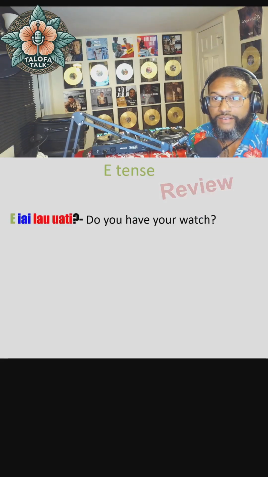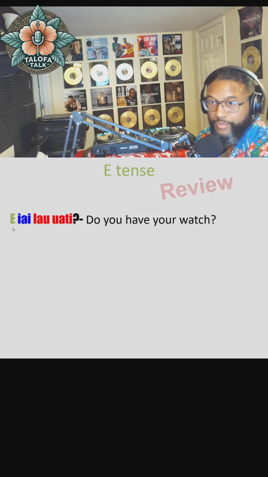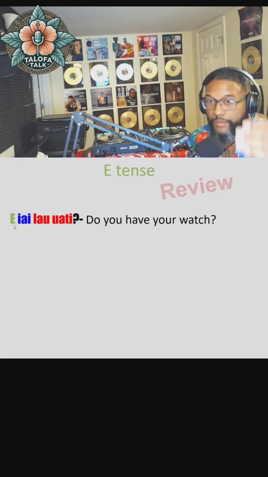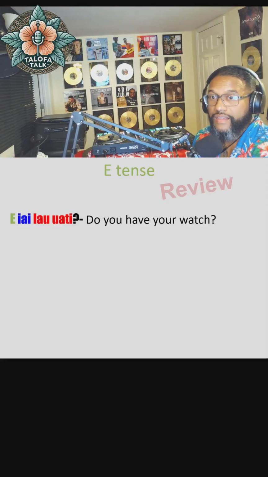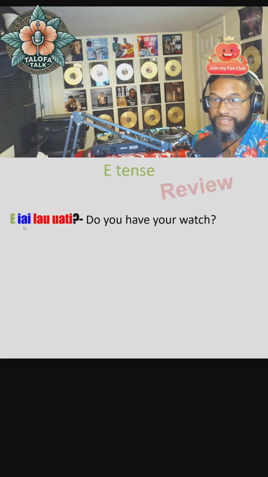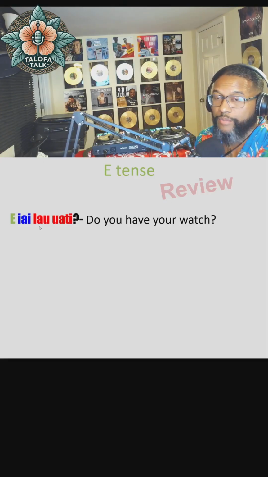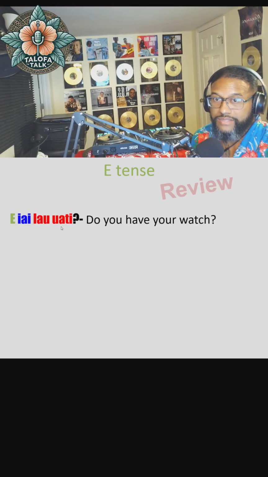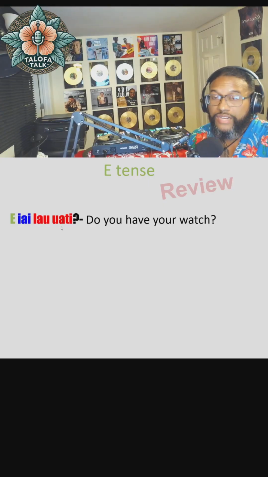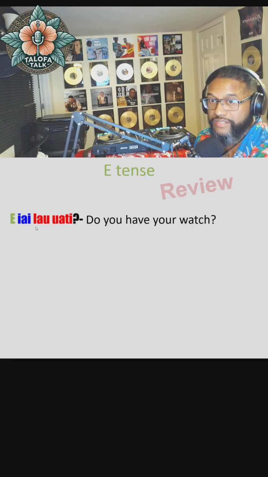And then look how we break this down. That's our tense marker, right? So that's a present habitual thing that the subject is doing. Iai means to have or to possess, and then we went to lao. Lao means your specific thing. I'll break this down in a minute. We talked about it last week, so maybe I should go a little bit faster. Lao uati, iai lao uati. So, do you have your watch? You got your watch, your specific watch.